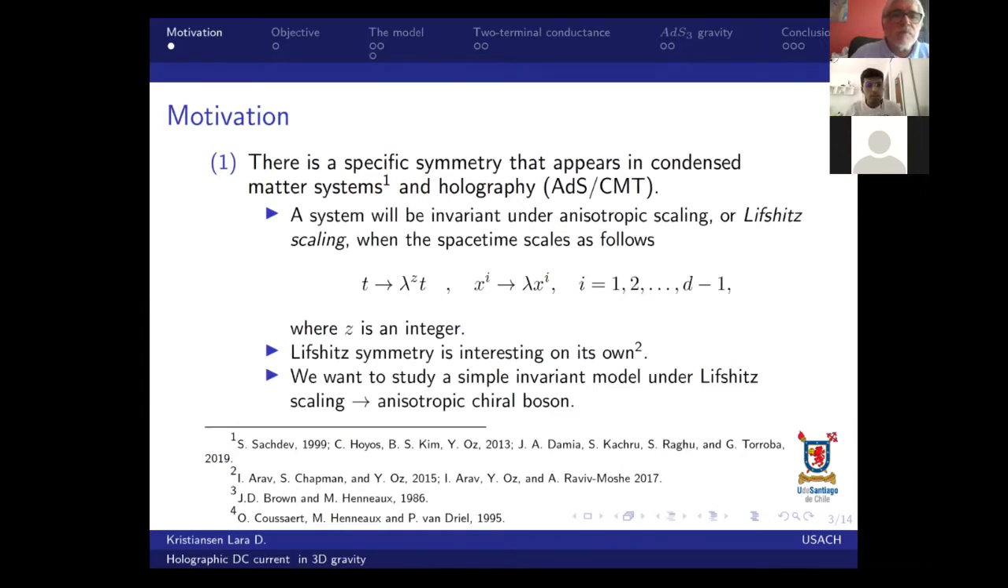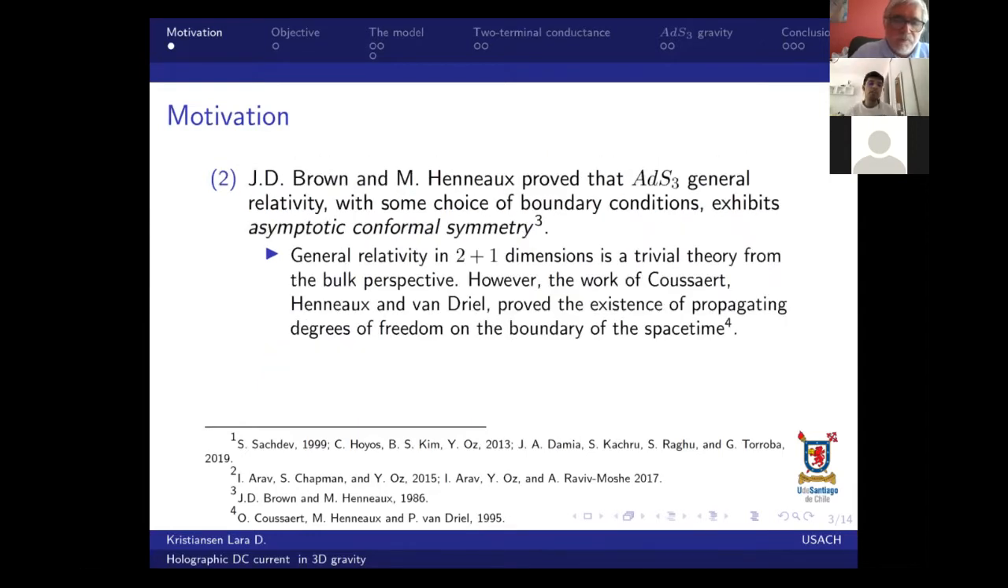So let me give a second motivation, coming from 2+1 general relativity, in the context of the work of J.D. Brown and Marc Henneaux, who proved that AdS3 general relativity with some particular choice of boundary conditions exhibits asymptotic conformal symmetry. This is a very interesting result because general relativity is a trivial theory from the bulk perspective. Namely, the theory has no propagating degrees of freedom.